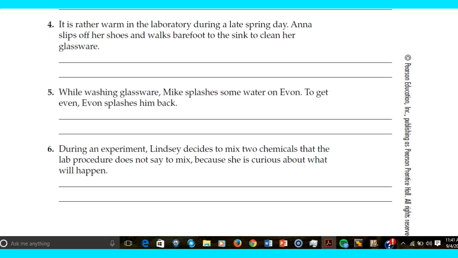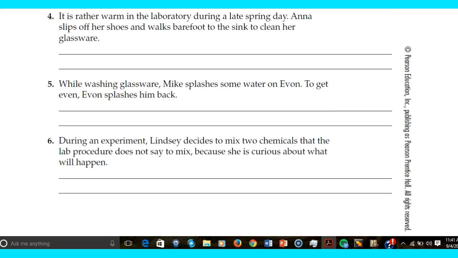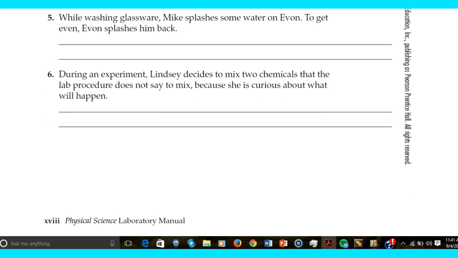Number 4. It is rather warm in the laboratory during a late spring day. Anna slips off her shoes and walks barefoot to the sink to clean her glassware. Number 5. While washing glassware, Mike splashes some water on Evan. To get even, Evan splashes him back.